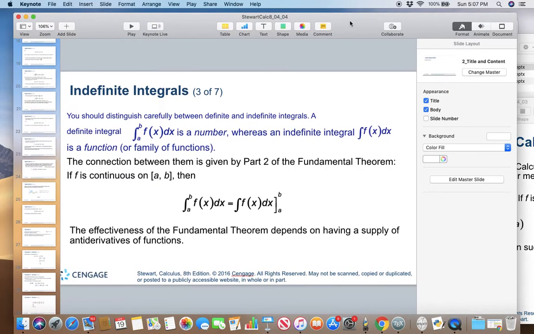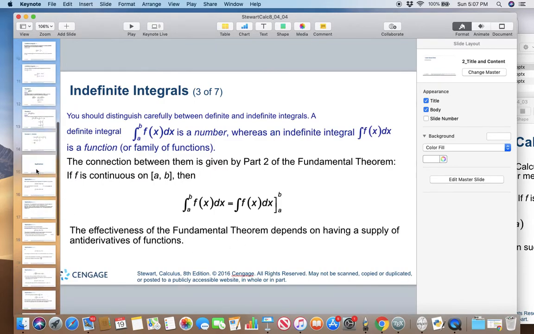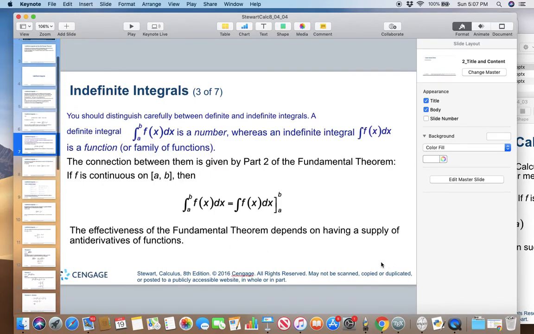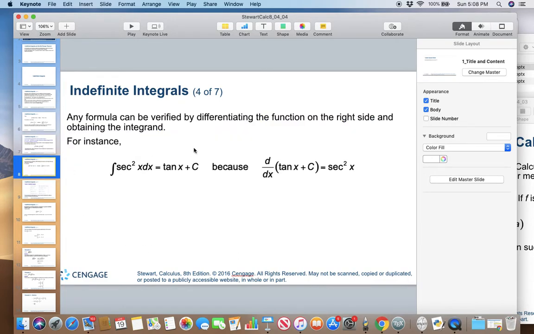Now, the effectiveness of the fundamental theorem depends on having a supply of antiderivatives. So you can find this if you know the antiderivatives well, right? If you know all the formulae. So let's do a few things. Any formula can be verified. Well, integral of secant squared x is tan x plus c. Why? Because the derivative of tan x plus c is secant squared.